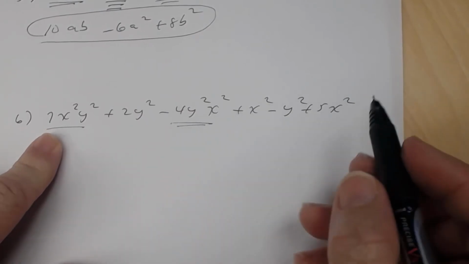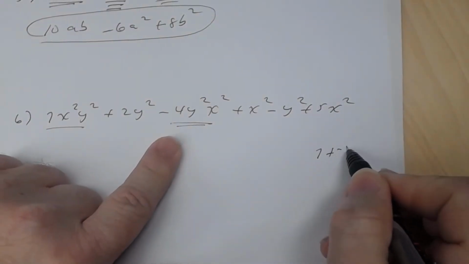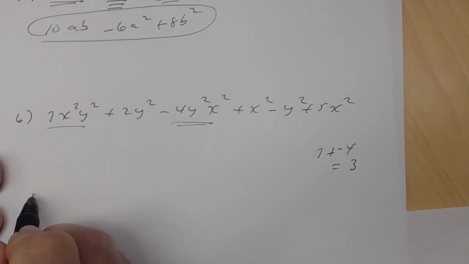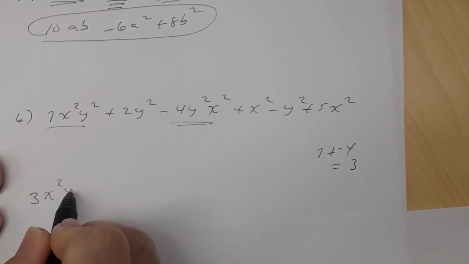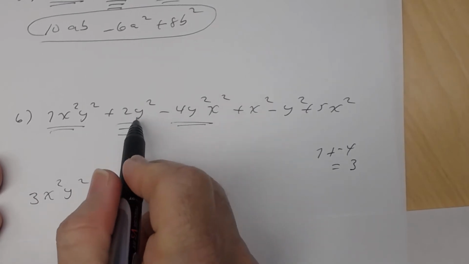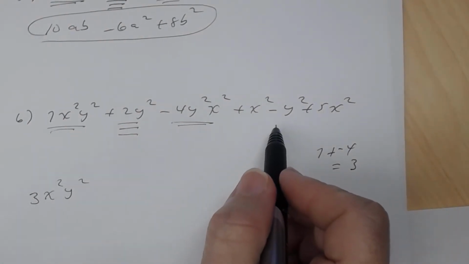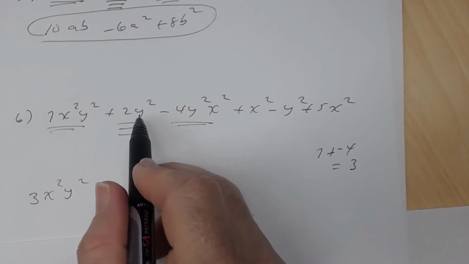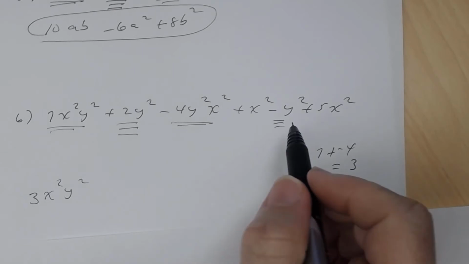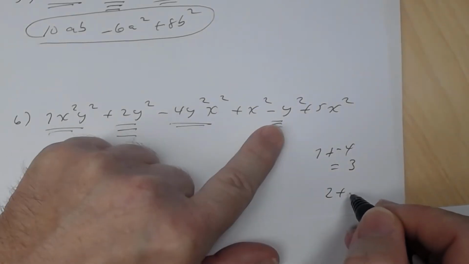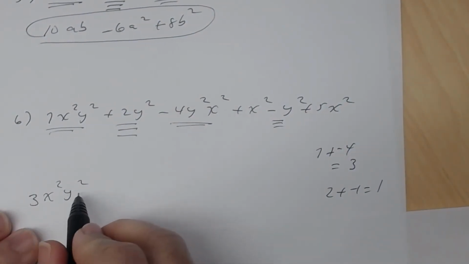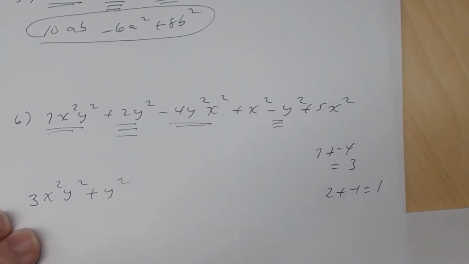Okay, now let's look at the coefficients. This is a 7. This is a negative 4. When I add them, I get positive 3. So far my answer is 3x squared y squared. My next one is y squared. Do I have another term that I can combine it with? And the answer is yes, because this term only has y squared, and this term right here only has y squared. So 2 and a negative 1 is a positive 1. So when I rewrite it, I just say 3x squared y squared plus y squared.